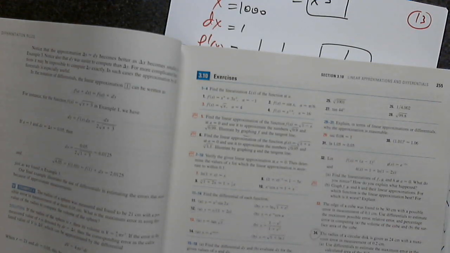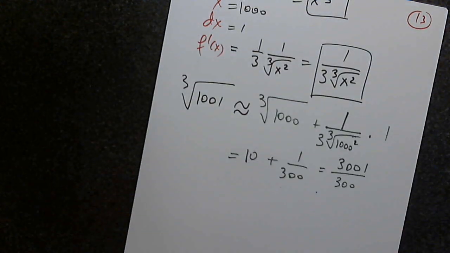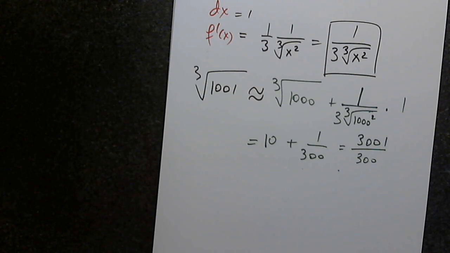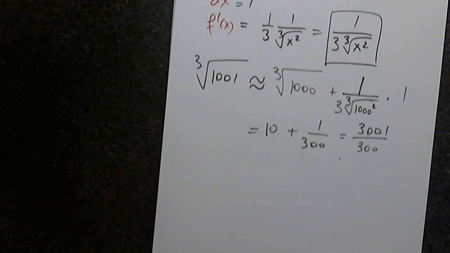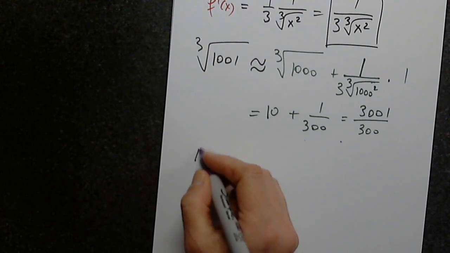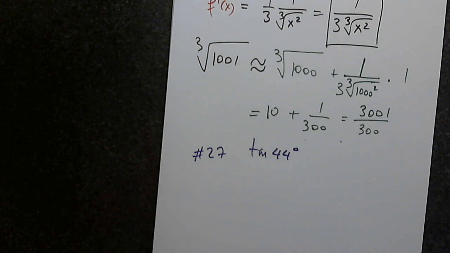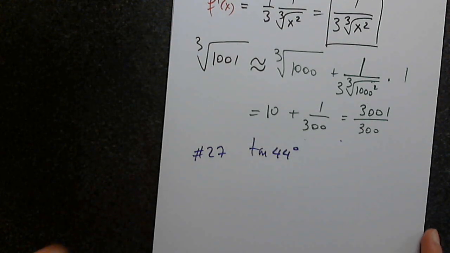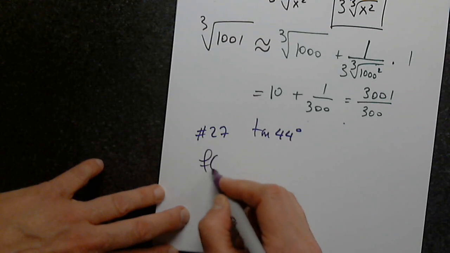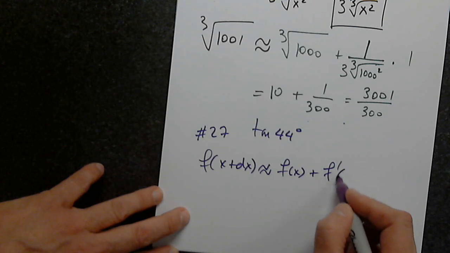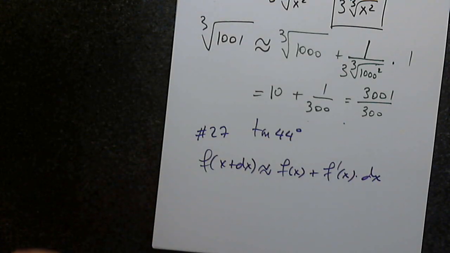Okay, let's do the tangent. Let's do the tangent. That's how they did it without calculators. Here they use calculus. Okay, so 27. We want to approximate tangent 44. And we know that f of x plus dx is approximately f of x plus f prime of x dx. What I need to identify is the function, x, dx and f prime.